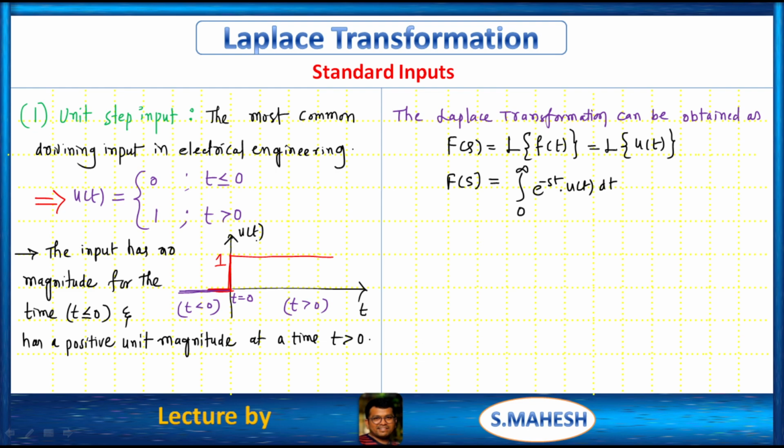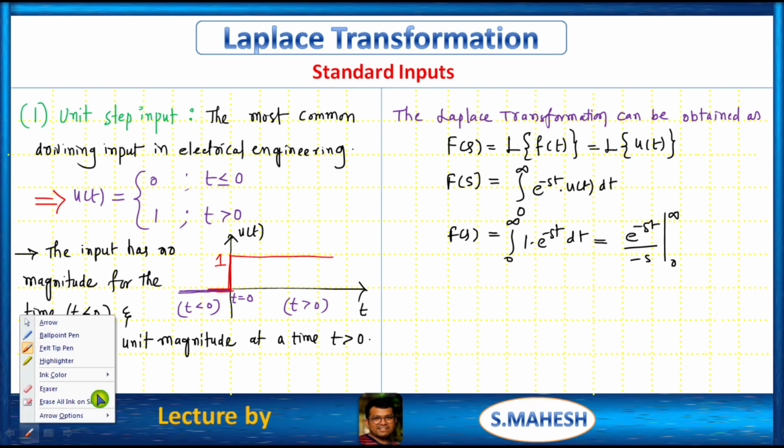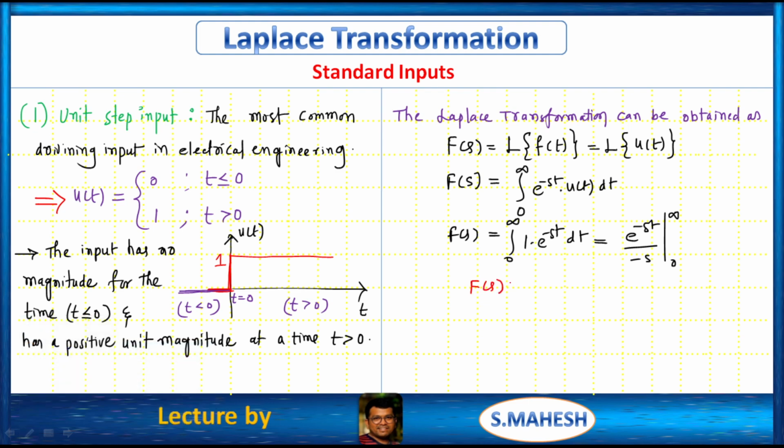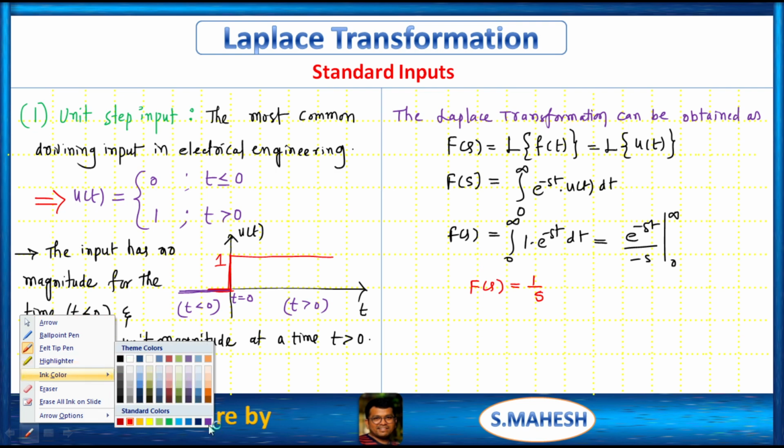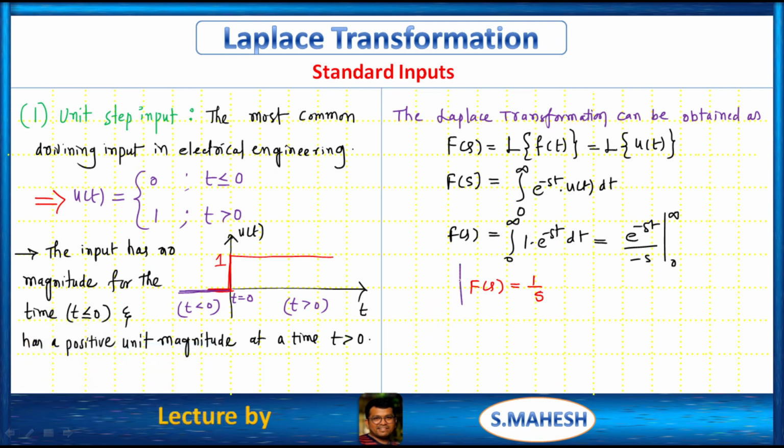Simply u of t means what? 1, right? That is F of s, which is equal to integral 0 to infinity 1 into e power minus st dt. We all know that e power minus st dt integrates to e power minus st by minus s. The limits are 0 to infinity. So after substitution of the upper and lower limits, we are having F of s equal to 1 by s, right? This is the Laplace transformation of unit step function, that is 1. If it is 1, we are having 1 by s. If it is a, we are having a by s.